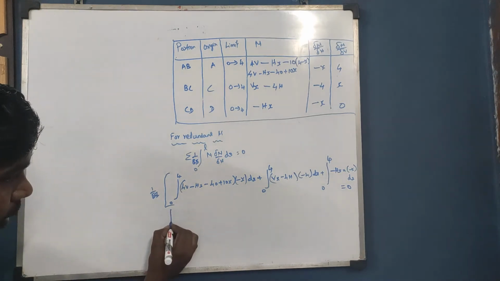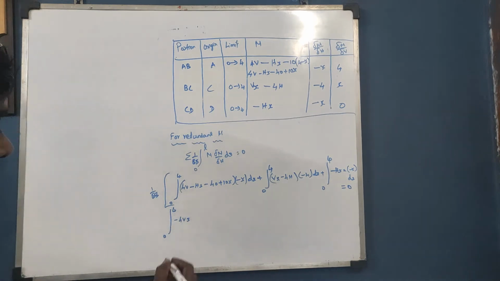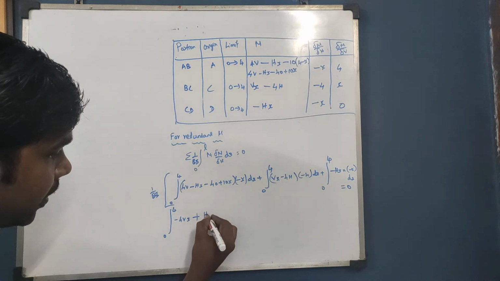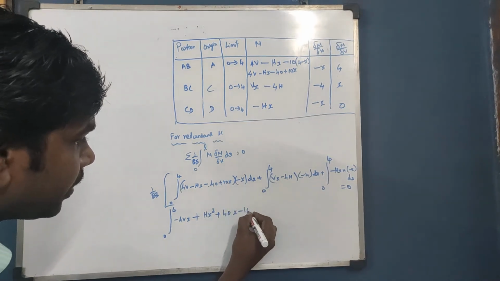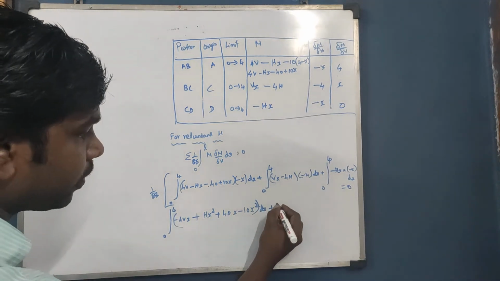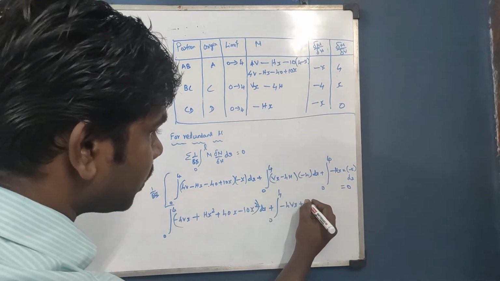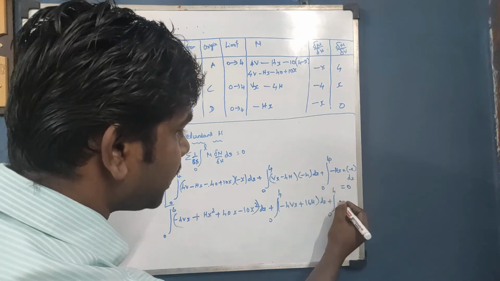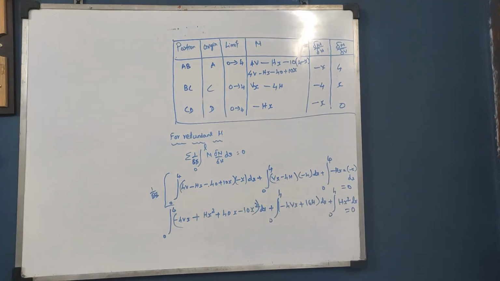Right? Now, integration of 0 to 4: 4VX minus 4VX, minus H into HX into X plus HX square, plus 40X minus into minus it is plus 40X minus 10X square, dx, right, plus integration of 0 to 4 VX into minus 4 minus 4 dx plus 16X dx, plus integration of 0 to 4 minus into minus plus H square dx, equal to 0. Right?